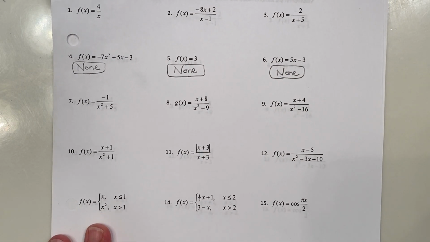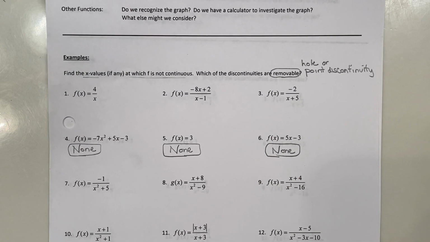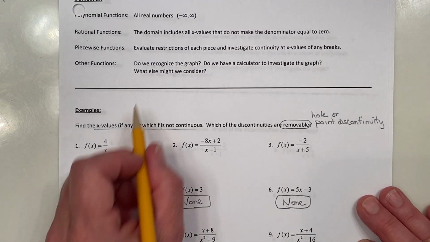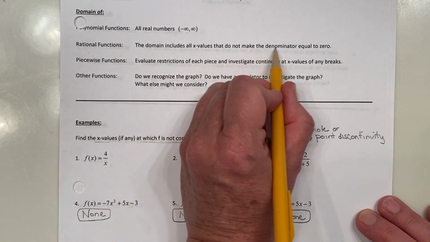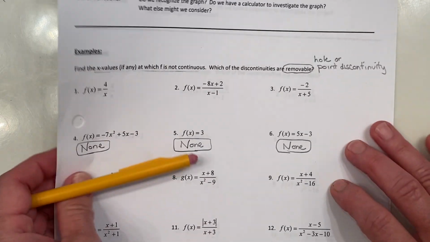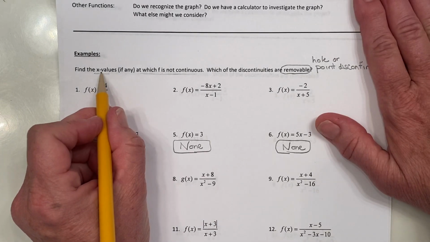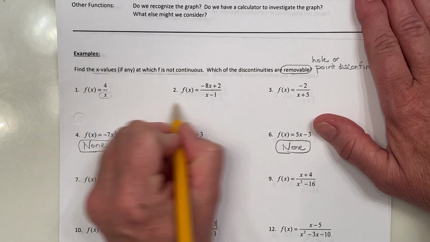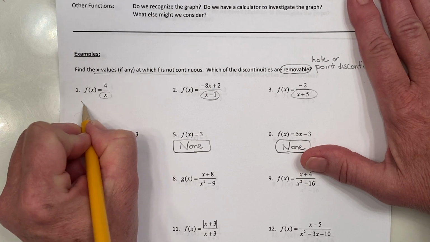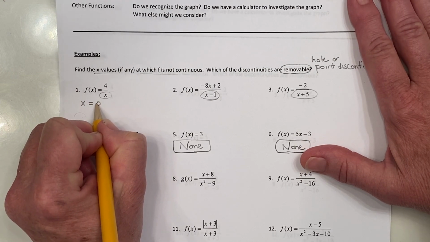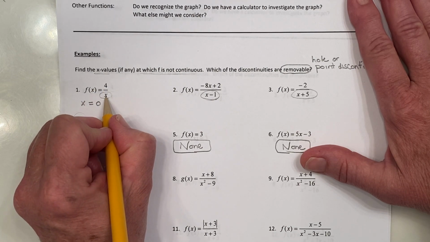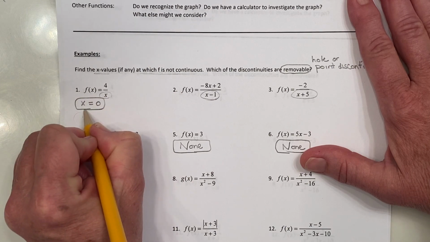All right, are there any other polynomial functions? I don't see any. All right, so I'll just go back to problem number 1. Problems number 1, 2, and 3, all three of these are rational functions. And remember, the domain includes all x values that do not make the denominator equal to 0. So where would this graph be discontinuous? What's the x value at which f is not continuous or discontinuous? So we want to take a rational function's denominator and set it equal to 0. Well, right here we see that if x's value is 0, then we would have an undefined situation. So my answer here is x equals 0.